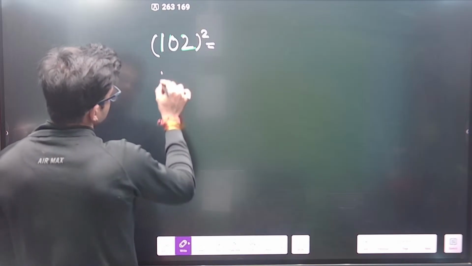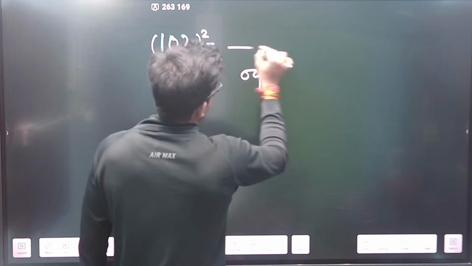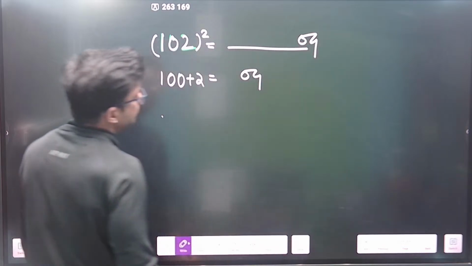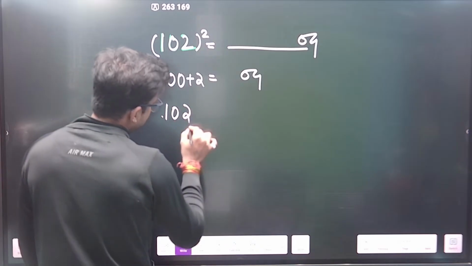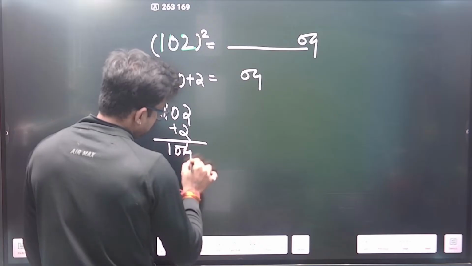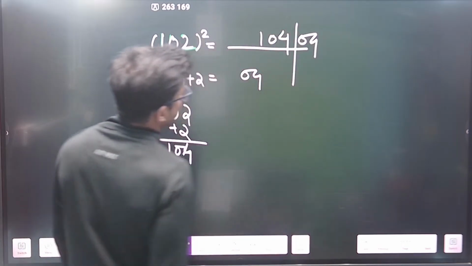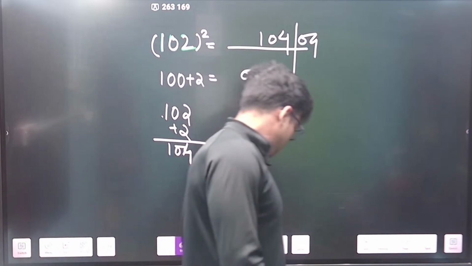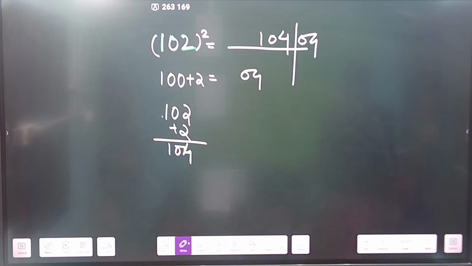First of all, 100 plus 2 means 04. Write down 04 over here. Now, 102 plus 2 is 104. So basically, 10404 is the answer. Understood? This is how you can now figure out the square of anything.